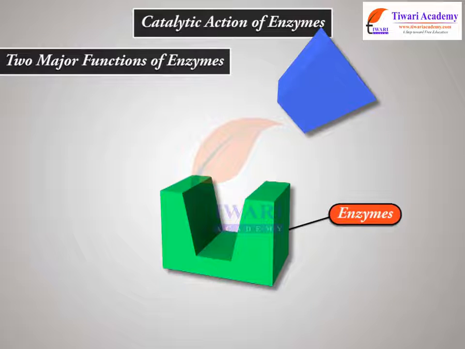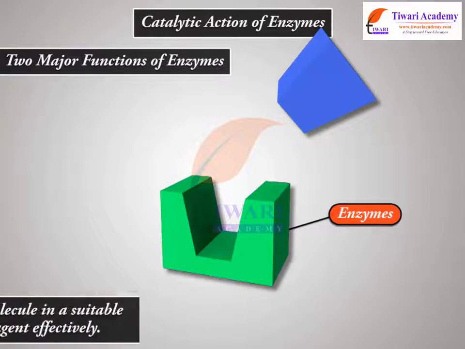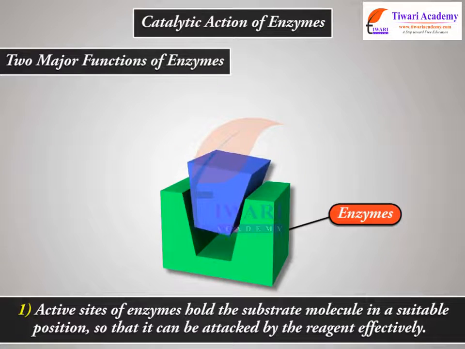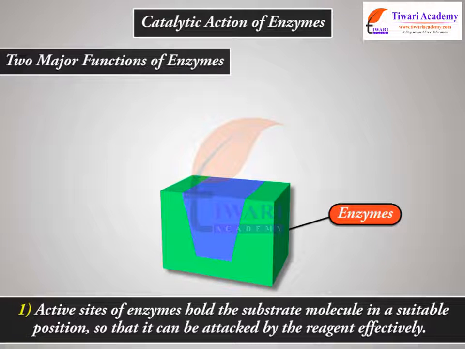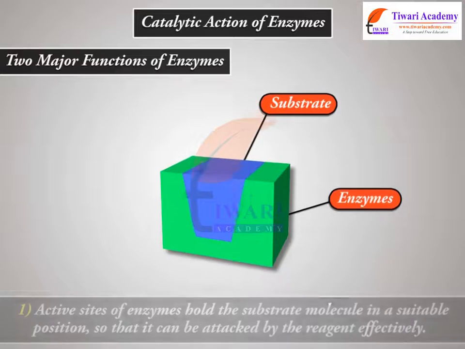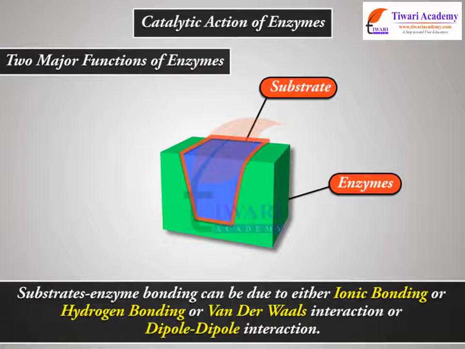Two major functions of enzymes. 1. Active sites of enzymes hold the substrate molecule in a suitable position so that it can be attacked by the reagent effectively. Substrate enzyme bonding can be due to either ionic bonding or hydrogen bonding or van der Waals interaction or dipole-dipole interaction.